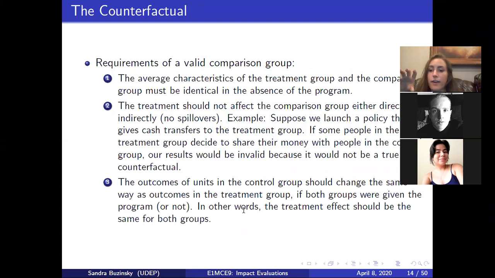And if our control group behaves differently than our treatment group moving towards the final outcome, then it's just not valid. We need to make sure that they would respond similarly or behave similarly. And usually economists argue that's true because their characteristics are similar, so they must behave similarly.